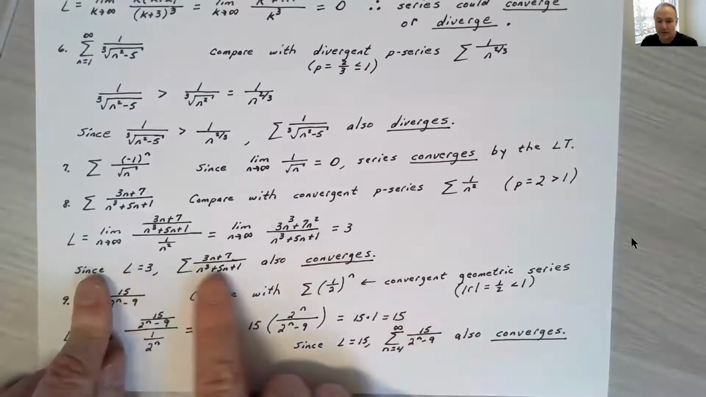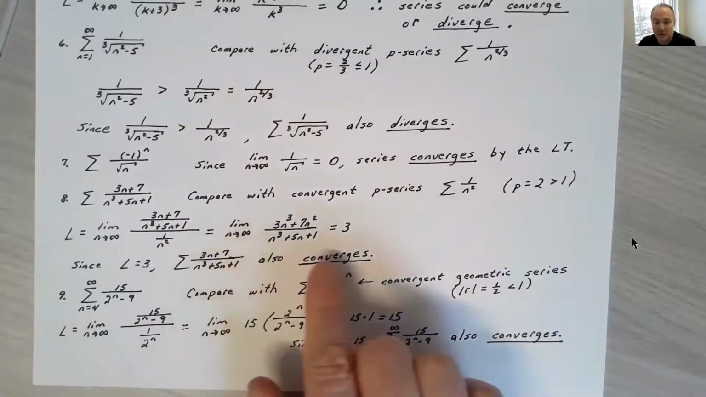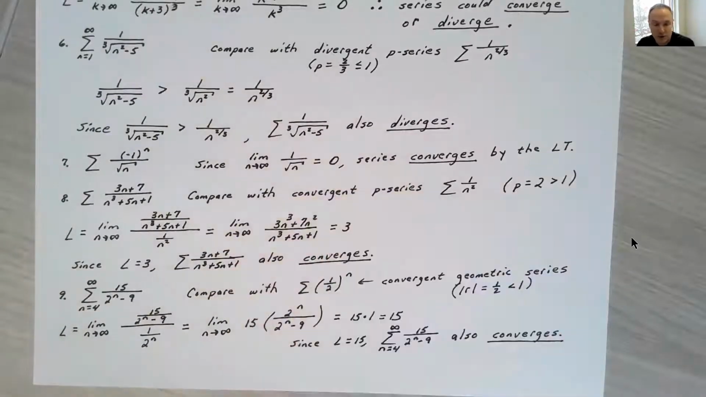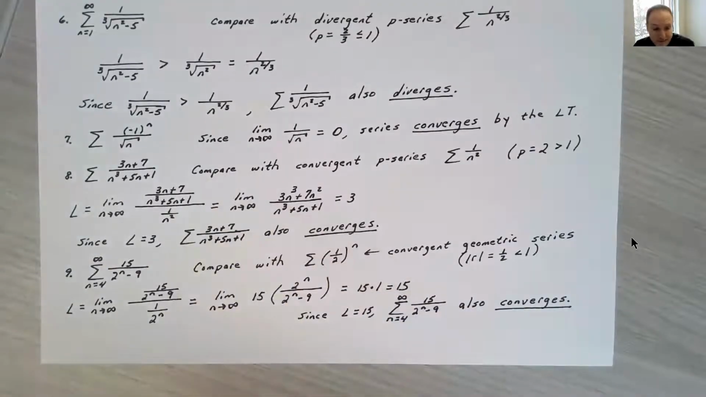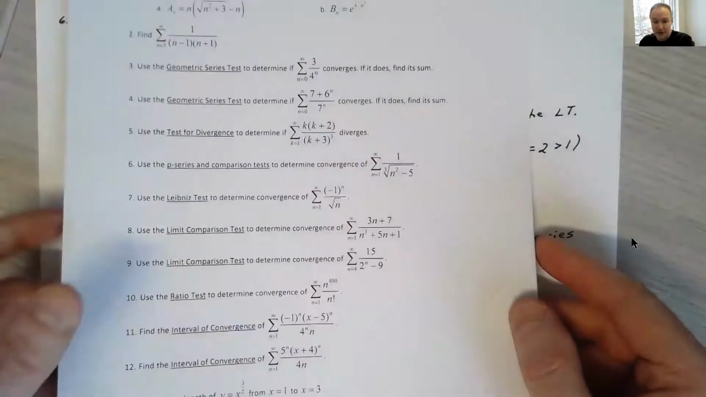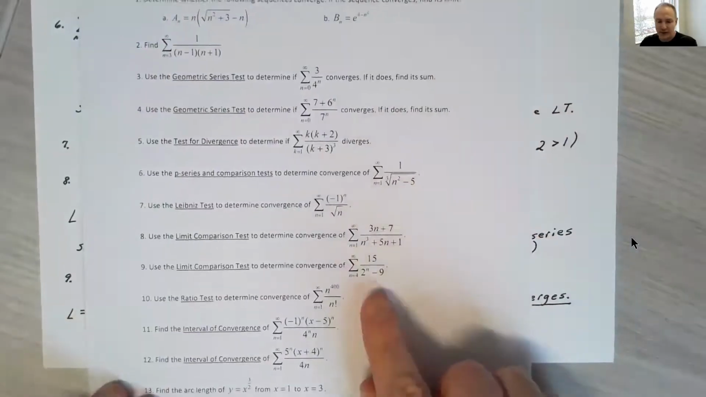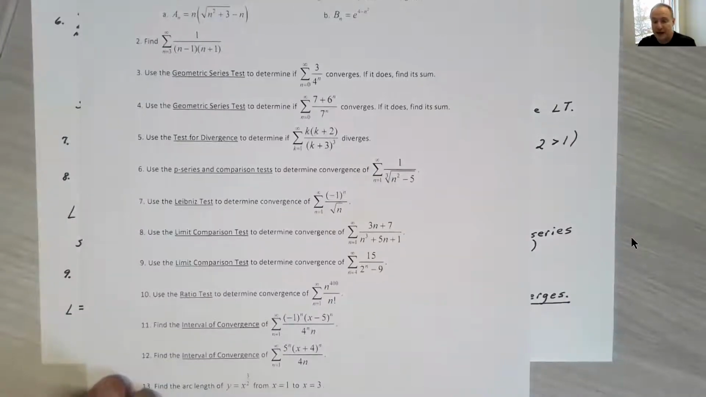So I want to see some final statement here: this series converges, and you need to show the logic why, the limiting value 3 in this case. For number 9, I gave you a general term that had an exponential in it. So it has a geometric series within it. I'm asking you to use the limit comparison test to determine the convergence of the summation from 4 to infinity of 15 over 2 to the n minus 9.